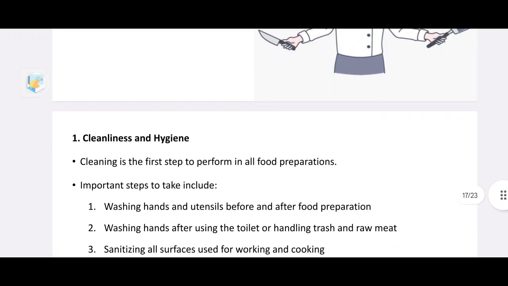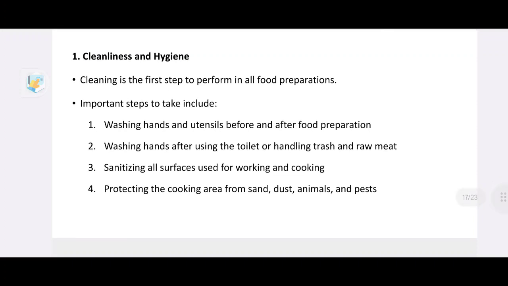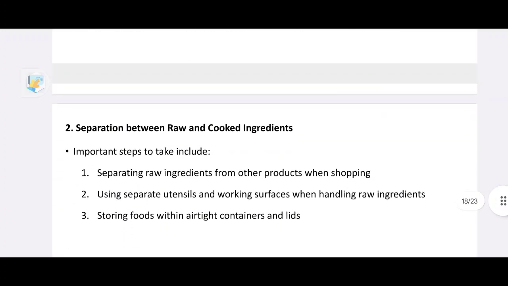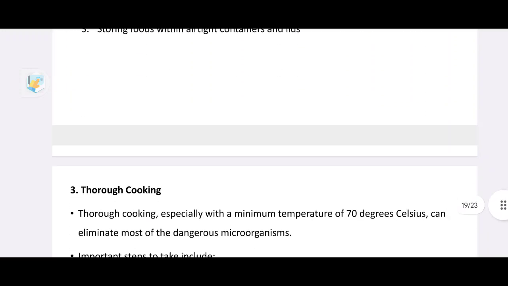Cleanliness and hygiene. Cleaning is the first step to perform in all food preparations. Important steps to take include washing hands and utensils before and after food preparation, washing hands after using the toilet or handling trash and raw meat, sanitizing all surfaces used for working and cooking, and protecting the cooking area from sand, dust, animals, and pests. Next is the separation between raw and cooked ingredients. Important steps to take include separating raw ingredients from other products when shopping, using separate utensils and working surfaces when handling raw ingredients, and storing foods within airtight containers and lids.